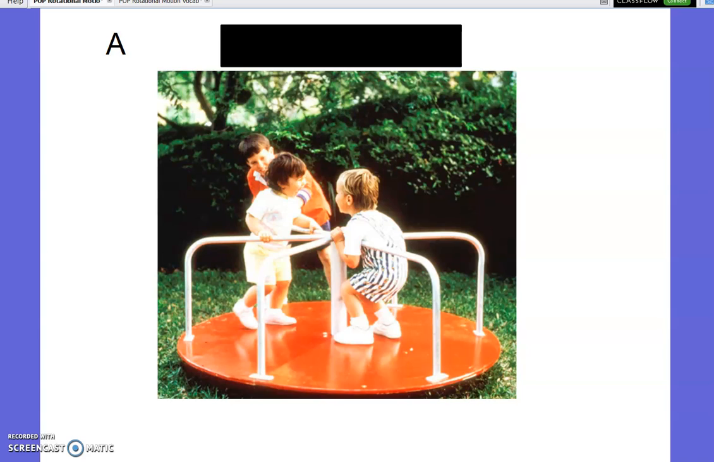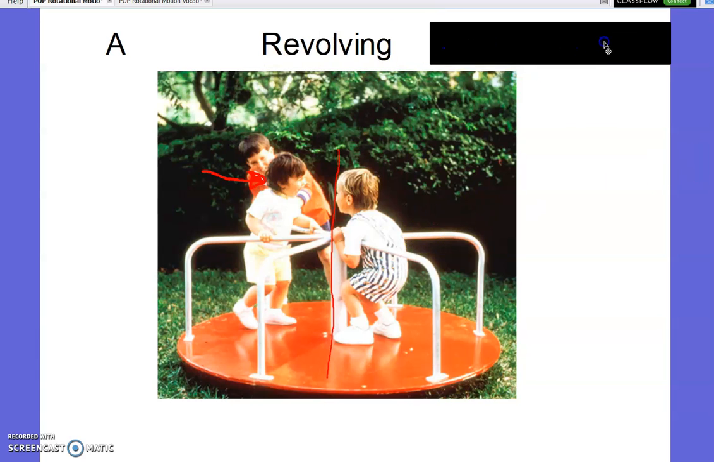The first example, it says, David is sitting on the outside edge of a merry-go-round. So a merry-go-round here, like you might see at the park, and David might be one of the boys here on the outside. Notice that the axis, if this is David right here, the axis is not going through David. And so therefore, this is an example of revolving, because the axis does not go through the person moving in a circle.